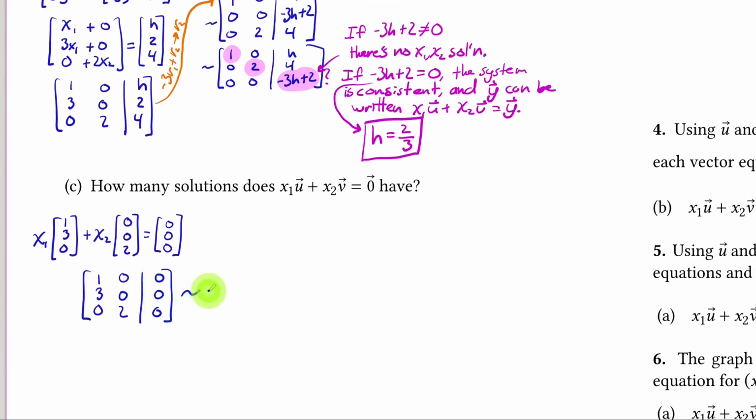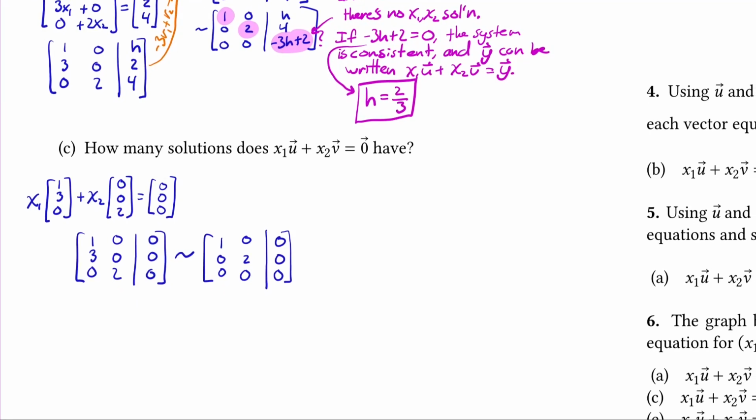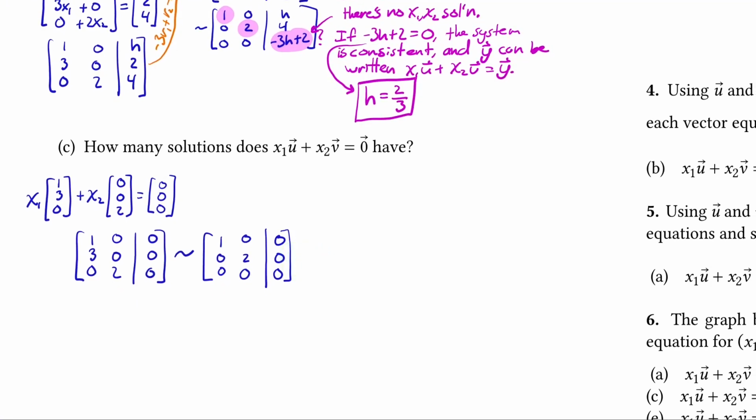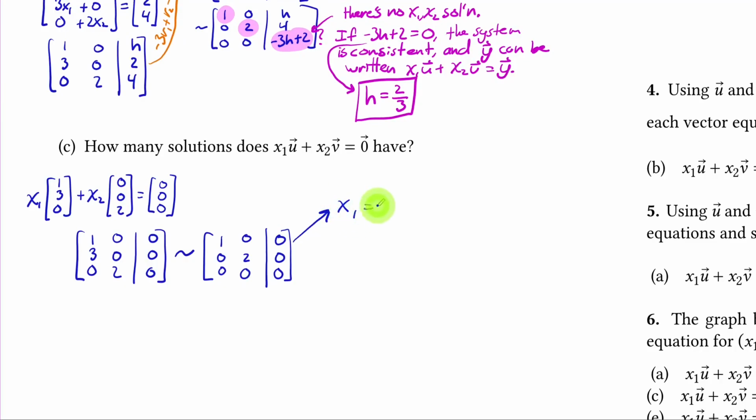So we can say there are some row operations that are going to reduce this to 1, 0, 0, 0, 2, 0, and on the right, adding multiples of 0 to each other and moving them around keeps them all as 0. So there's the straightforward way to see how many solutions this has, by just saying that this says x1 equals 0 and 2x2 equals 0. So that's one solution.